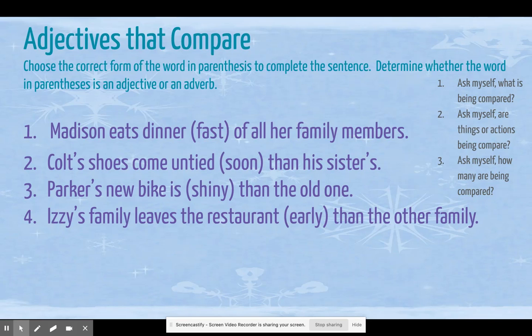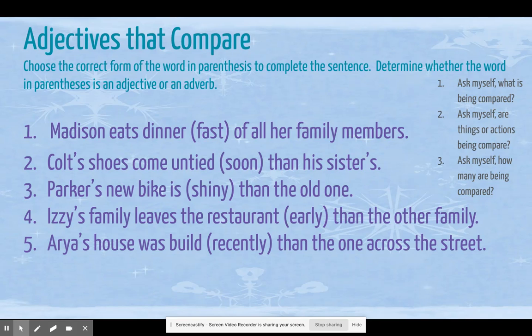We are asking ourselves, how many are being compared? We're comparing Izzy's family and the other family. So we're looking at 2 families. We are going to use earlier to show when 2 families left.